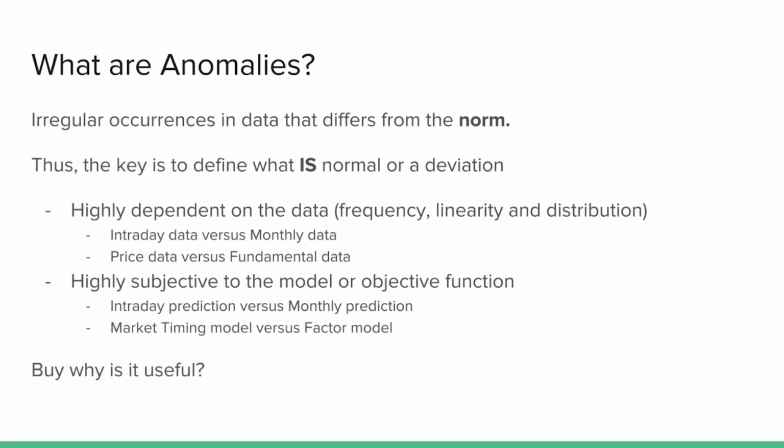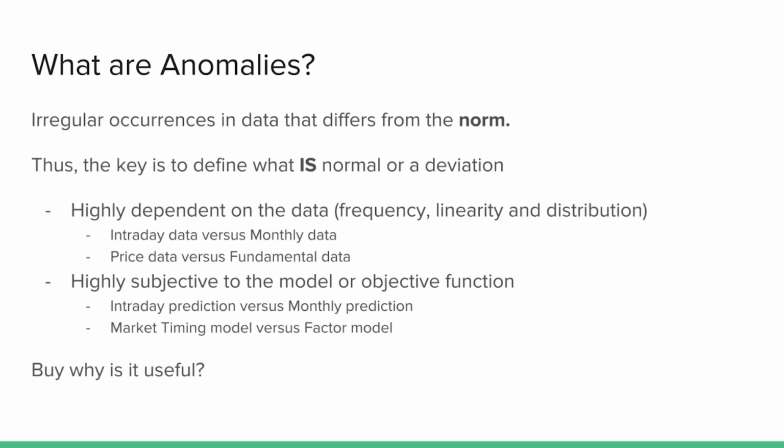To start, I want to talk about what anomalies are. Really, they're just irregular occurrences in data that differ from the norm. And I want to stress norm, because if we don't know what's normal, we do not know what is an anomaly. So the key here is to understand what is normal and what is a deviation.